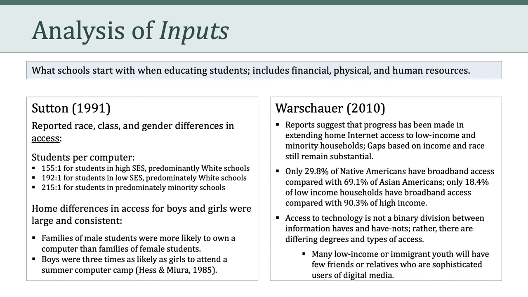Warshauer also reported that access to technology is not a binary division between information haves and have-nots, but rather there are differing degrees and types of access. And he points out that many low-income or immigrant youth will have few friends or relatives who are sophisticated users of digital media. So clearly, we're seeing progress, but still there are differences and gaps based on income and race. And of course, this influences what schools start with when educating students.